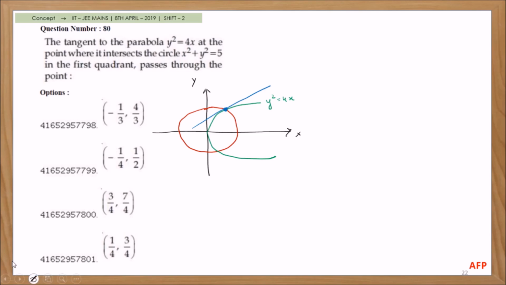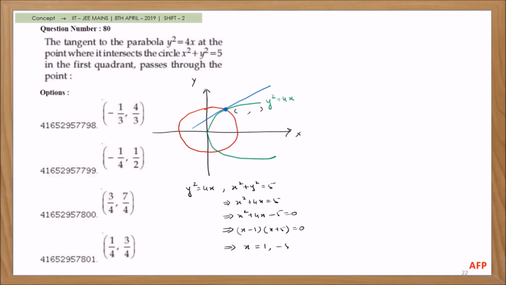So now we go for the calculation part. So y square is equal to 4x and x square plus y square is equal to 5. Substitute the y square value in this equation. x square plus 4x is equal to 5. So x square plus 4x minus 5 is equal to 0. If you go for factorization, (x minus 1)(x plus 5) is equal to 0. So this implies x is equal to 1 or minus 5. This value is rejected because it is in the first quadrant. So the x value is 1.